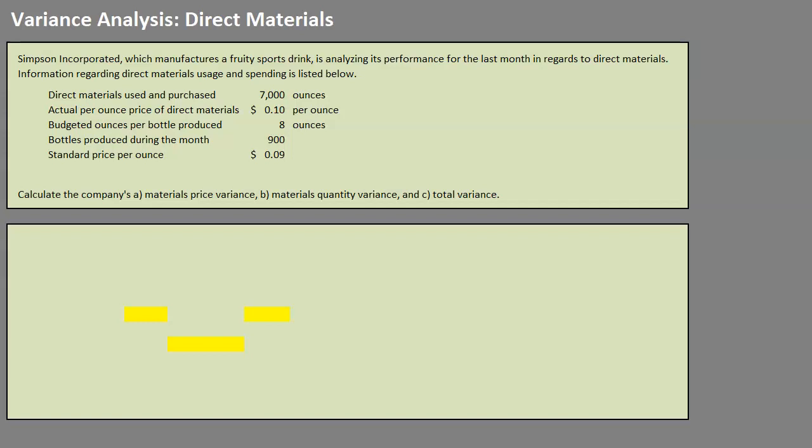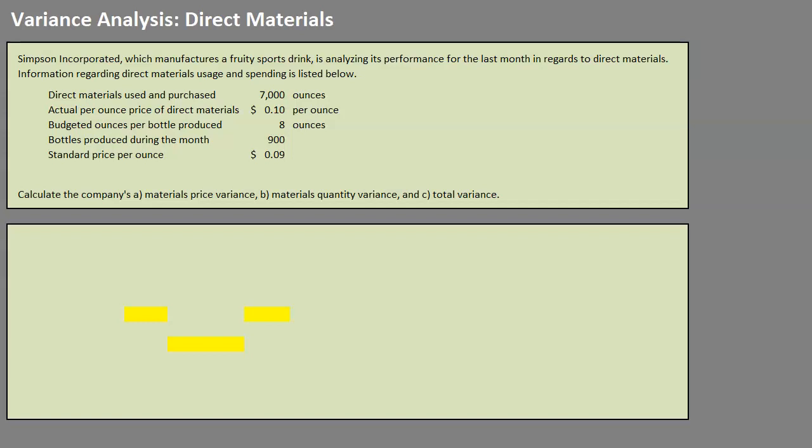Here we are going to be going over variance analysis for direct materials. When we're doing a variance analysis, we are trying to find out the amount by which the budgeted amount differs from the actual amount. So here we have a company, Simpson Incorporated, which manufactures a fruity sports drink, and they are going to be analyzing its performance for the last month in regards to direct materials.